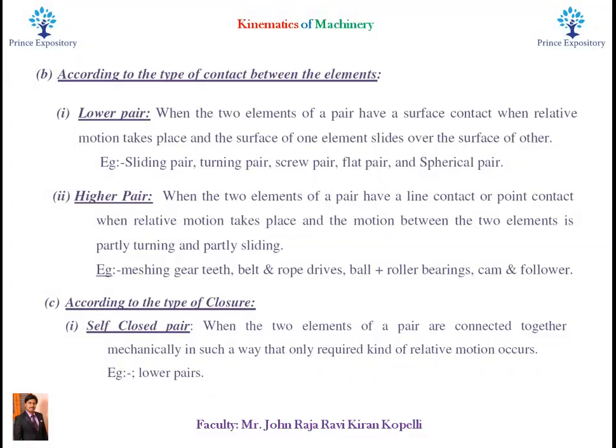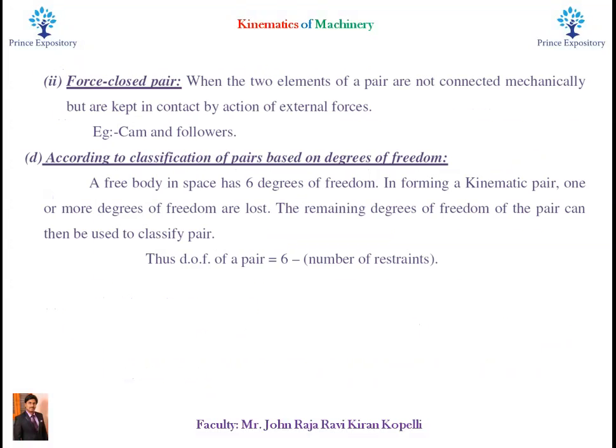According to the type of closure, self-closed pair. When the two elements of a pair are connected together mechanically in such a way that only the required kind of relative motion occurs. Examples: lower pairs. Force-closed pair. When the two elements of a pair are not connected mechanically but are kept in contact by action of external forces. Examples: cam and follower mechanisms.